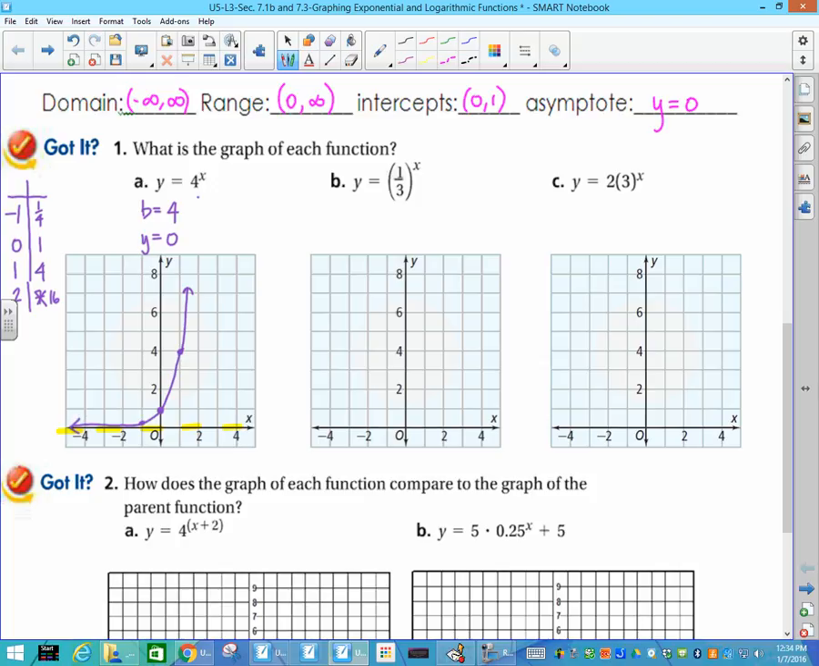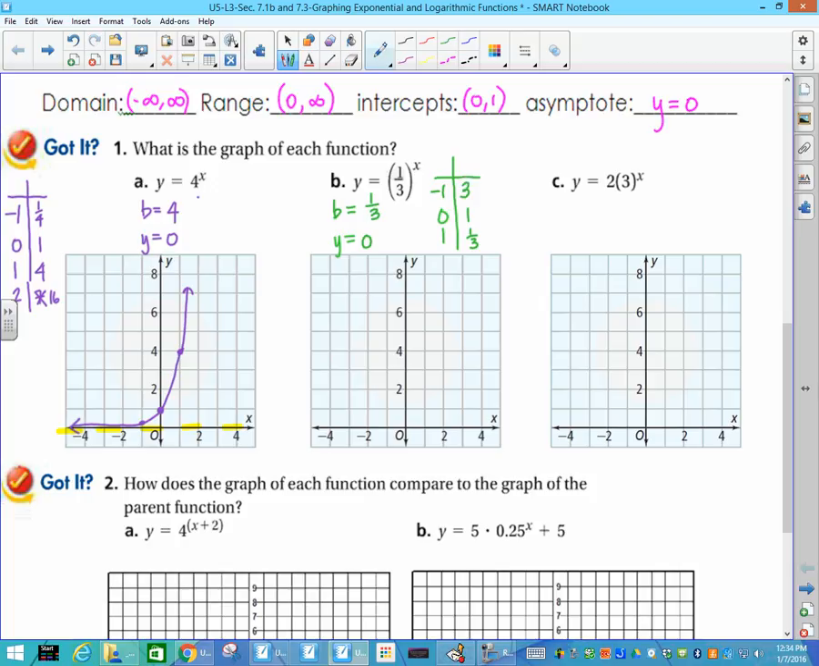Okay, so look at the next one. First thing we want to do is figure out what b is. And b in this case is 1/3. My asymptote is always y equals 0 until I get something different. Key points: -1, 0, 1. And then b is 1/3, and then 1, and then 1 over b. Well, 1 over that number is the reciprocal of that number, so I just flip it.